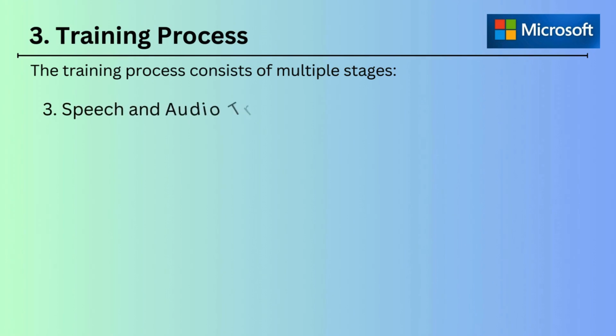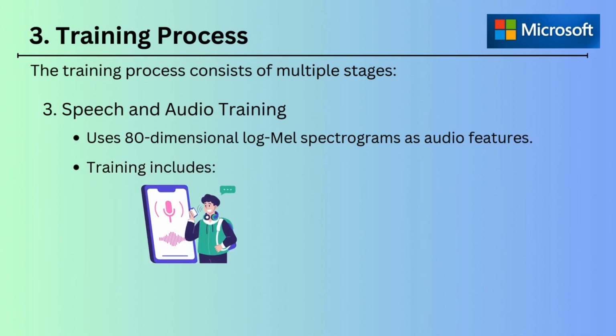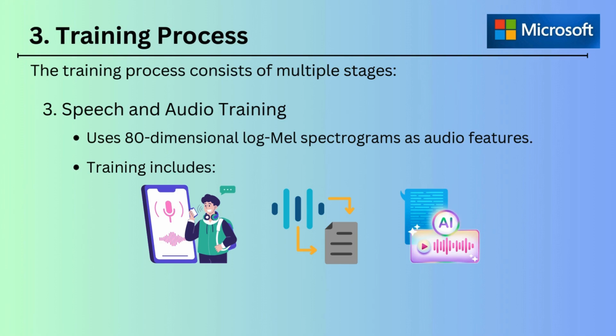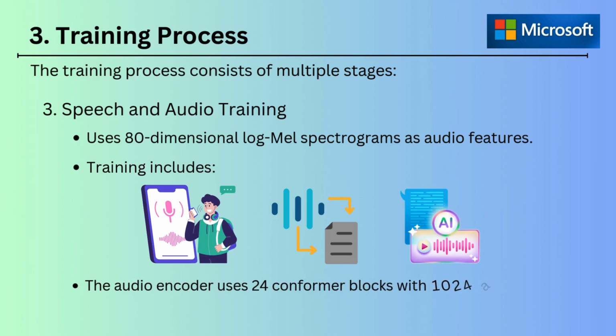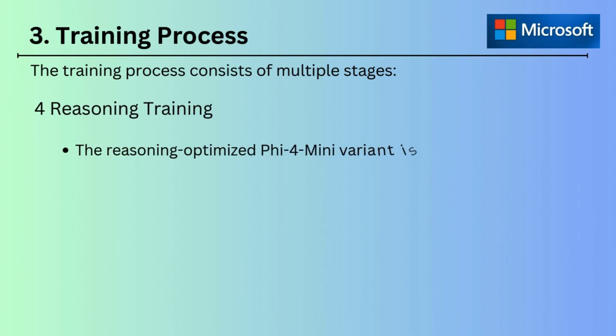3. Speech and audio training. Uses 80-dimensional log-mel spectrograms as audio features. Training includes automatic speech recognition, 2 hours of speech data, speech-to-text translation, 100-meter curated examples, speech summarization, long audio processing. The audio encoder uses 24 conformer blocks with 1024 attention dimensions. 4. Reasoning training. The reasoning-optimized Phi-4 Mini variant is trained on 60B synthetic reasoning tokens.